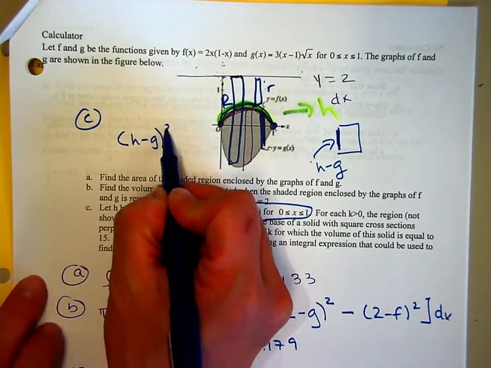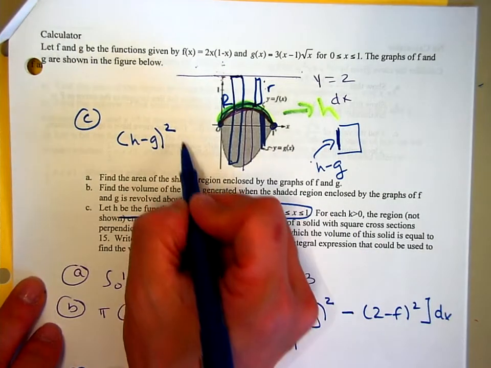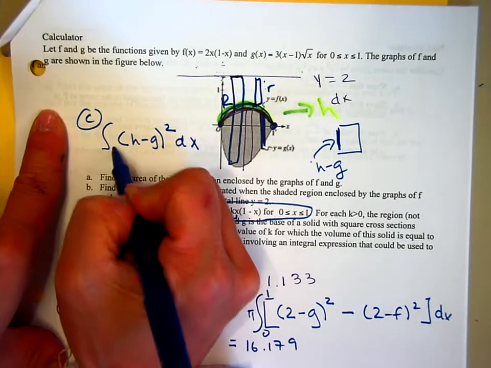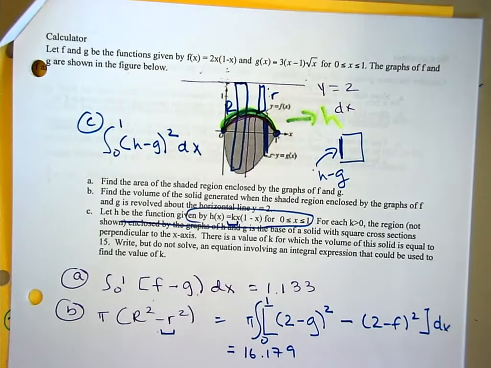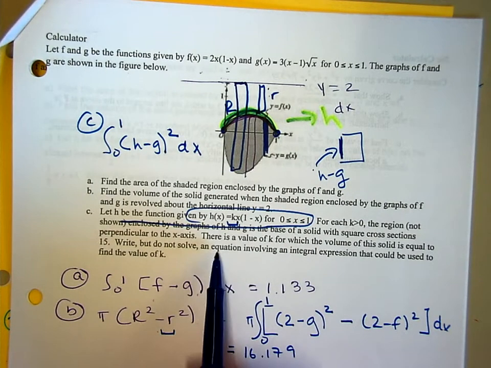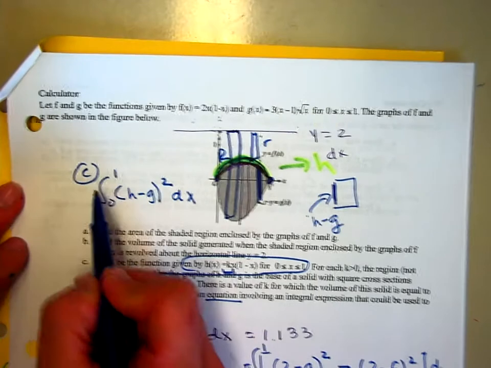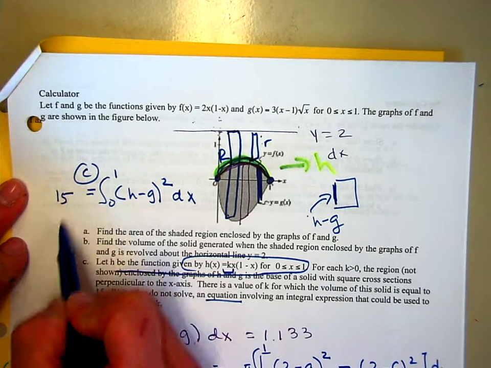squared. That's the area. I want volume, so you'd want to do dx, and the integral goes from 0 to 1. So this is your setup for the volume, and they say write an equation that could be used to find the value of k, and they told you that this volume is 15. So this is what they're looking for.